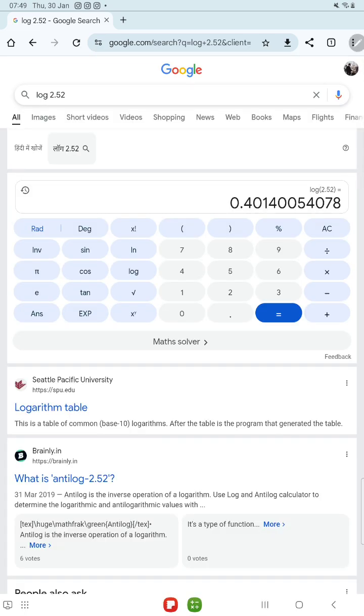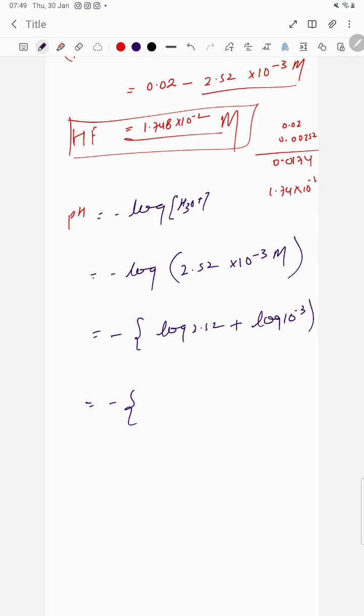0.4010, student. That was wrong. I don't have the log table, otherwise I would show you, because we have to check in the 25 row and column number 2. So log 2.52 is 0.4010, and here it will be log 10 power minus 3, so minus 3. Let it be like that. You multiply by the negative sign, so minus 0.4010 plus 3. So the value is coming to be 2.598. This is the pH, student.